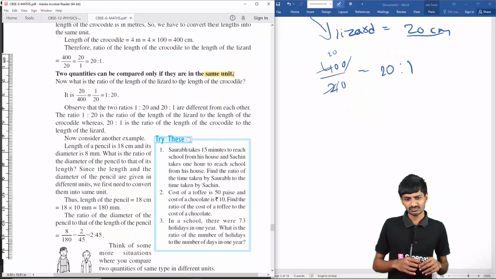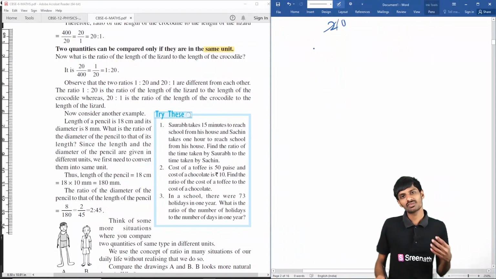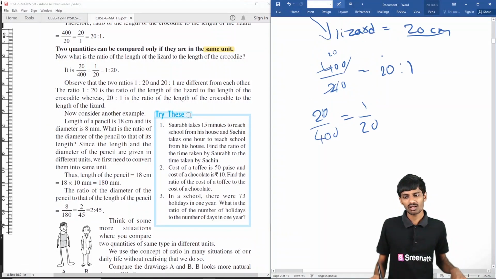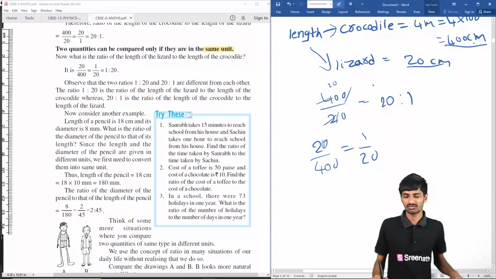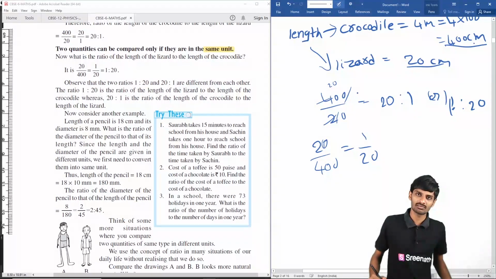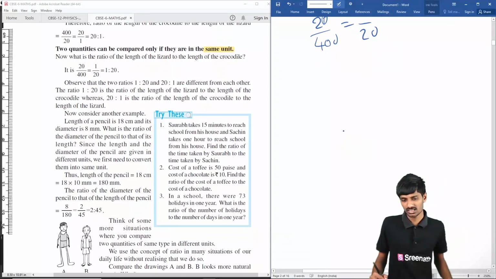Okay. So now if you compare the length of the lizard with that of the crocodile, then it is 1 by 20. So don't think that 1 by 20 and 20 by 1, or 20:1 and 1:20, are equal. They are different. Here you are comparing the length of the crocodile and here you are comparing the length of lizard. So there is a difference between both of them.